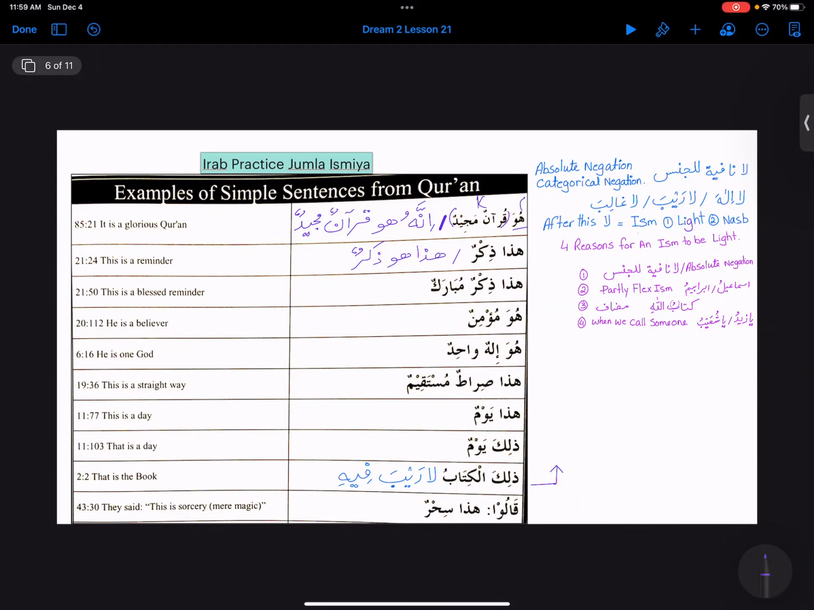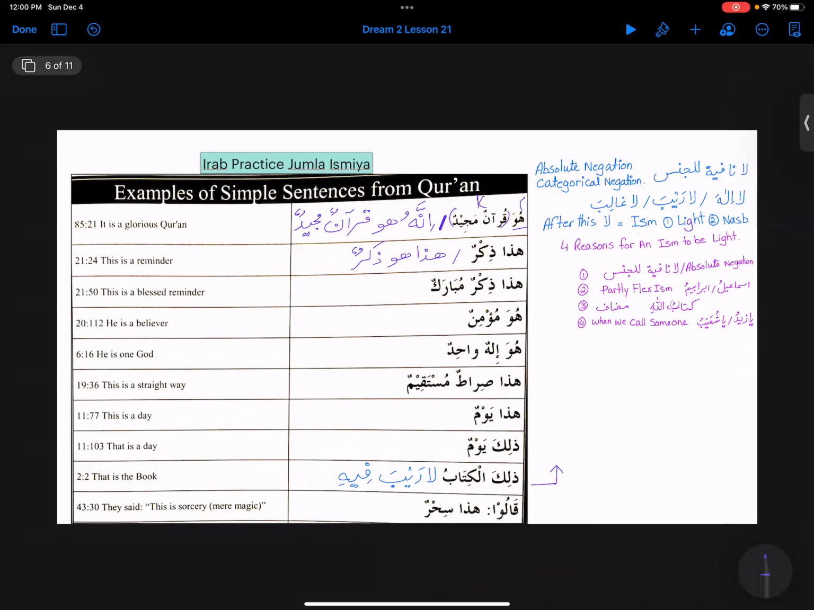Okay, next one. Hadha zikrun. What does zikr mean? Remembrance. Yeah, zikr. And what would be the zikr in terms of how Allah subhanahu wa ta'ala has explained zikr in Quran Pak? Nasihat. Yeah, it could be admonition, it could be nasihat, it could be waaz, right? Reminder. Any way to remember Allah subhanahu wa ta'ala, that is zikr.